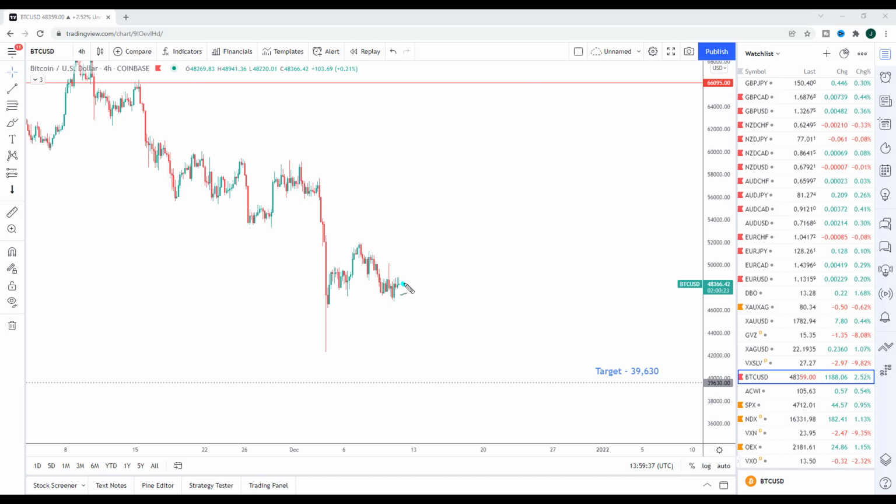So any continued pullback in Bitcoin is currently viewed as an opportunity to look for bearish reversals, and we've already started to do that here, in fact, with somewhat of a head and shoulders over here. So any pullback is viewed as an opportunity to look for further declines into the 39,630.